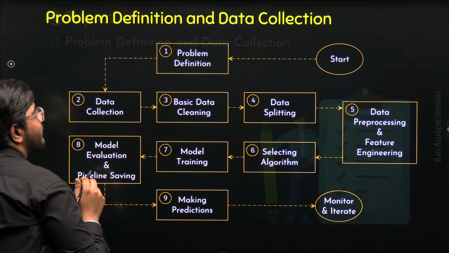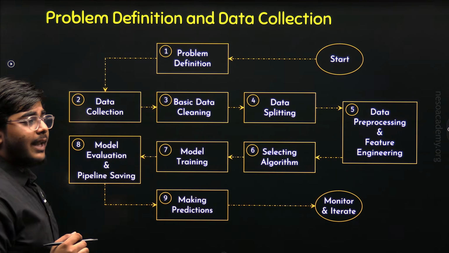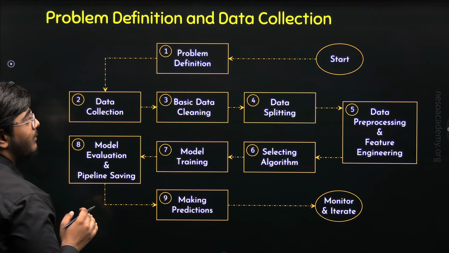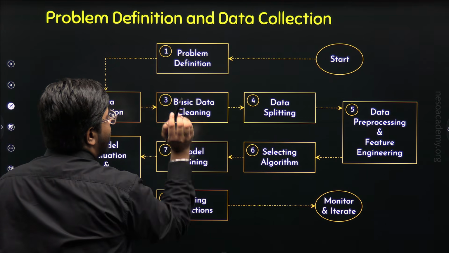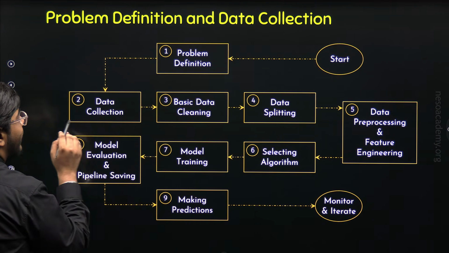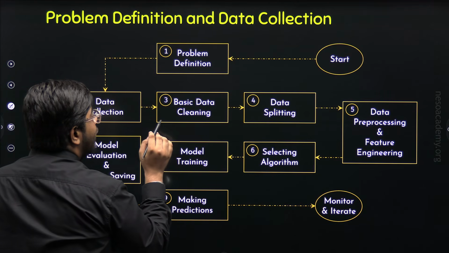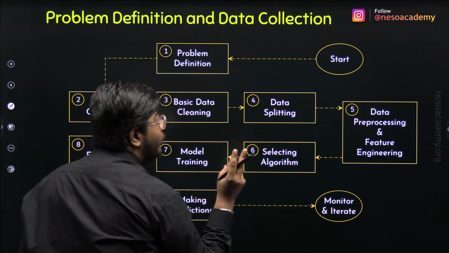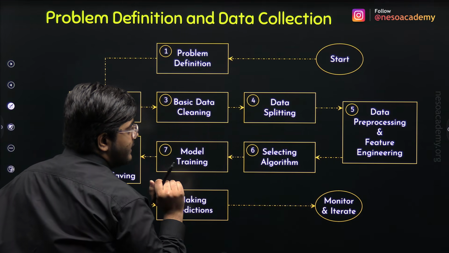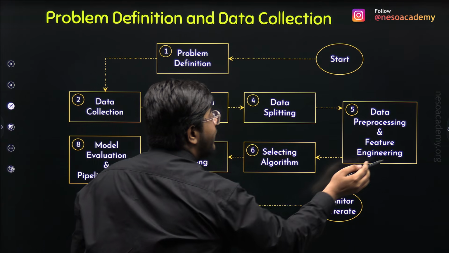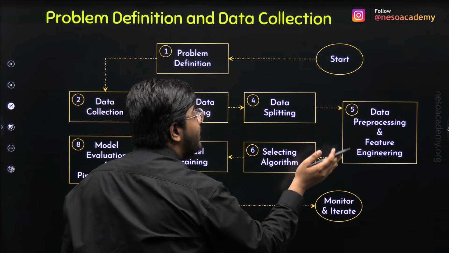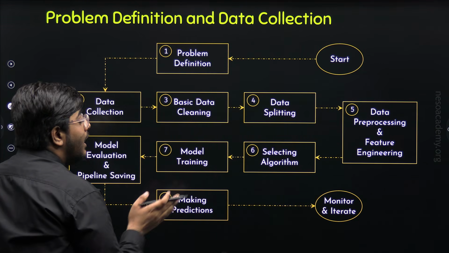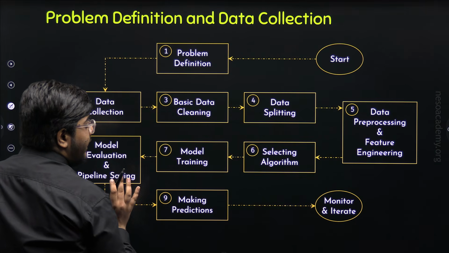Let's get started. This is the machine learning pipeline that we have discussed in the last lecture. To build a machine learning model, we first define the problem. After that, we collect the relevant data. After that, we perform basic data cleaning. After that, we split the data into two parts, training data and testing data. After splitting, we prepare the data. And after preparing the data, we select an appropriate machine learning algorithm. After that, we train the machine learning model.